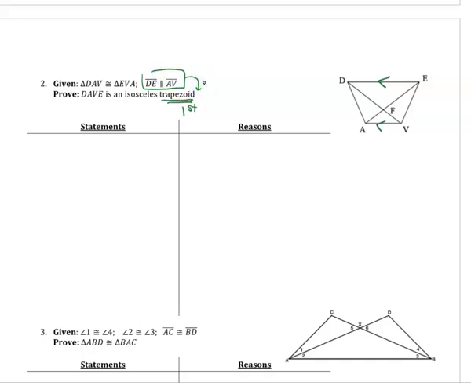Now, in order to prove it's an isosceles trapezoid, you should think about 3 things. Can you get legs congruent? Can you get base angles congruent? Can you get diagonals congruent? Any one of those would be sufficient. Now, with this given, I'm going to do some highlighting. You have DAV congruent to EVA.